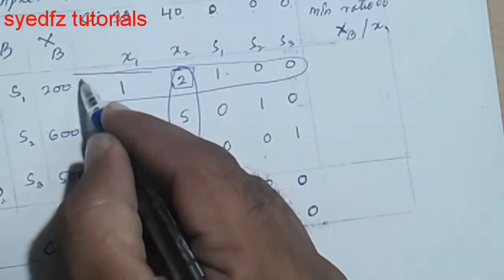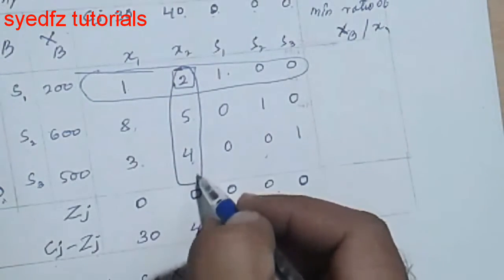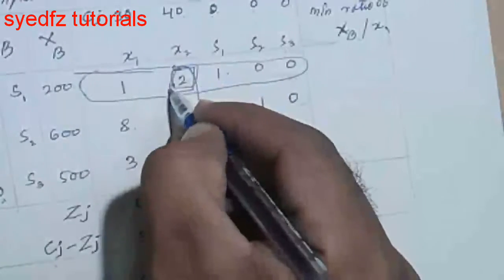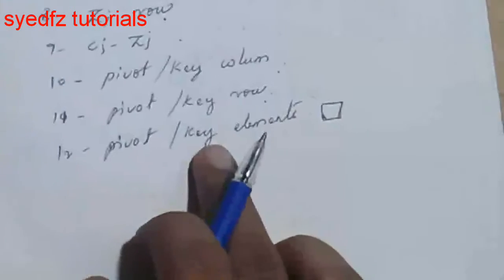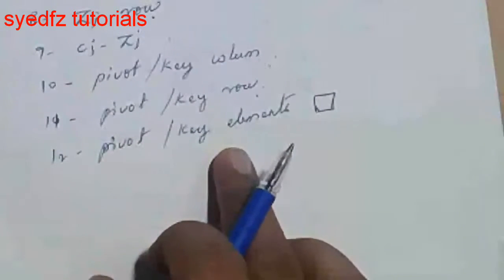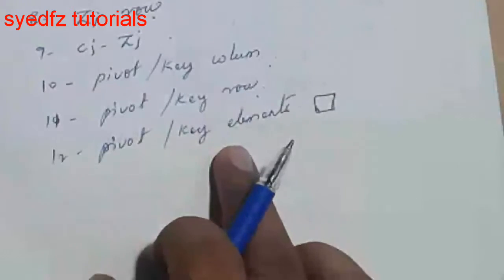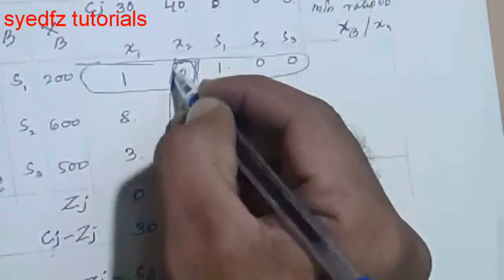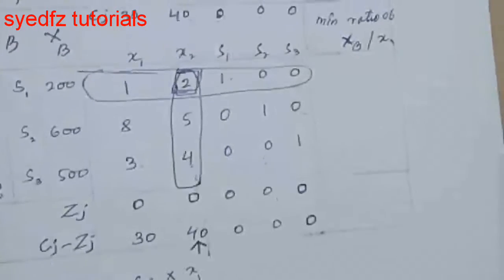Draw this row. Where this column and row connect is 2, which is the pivot element. This is the key element or pivot element, also known as key element and pivot element. You have to make it square. This is known as the key element, with which we will solve and create the next table.